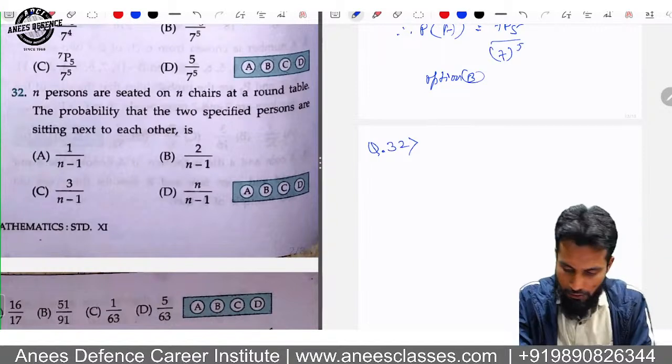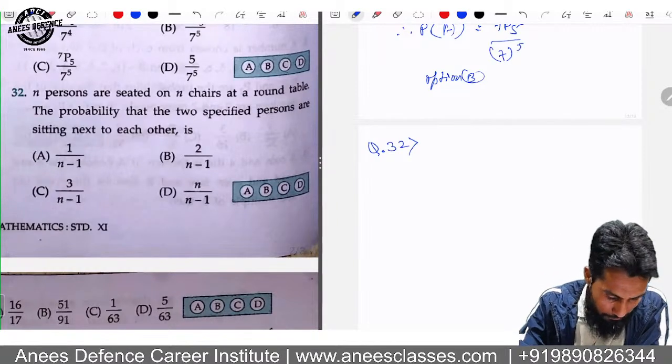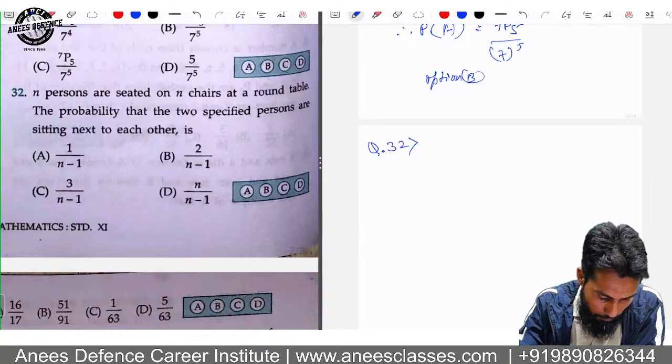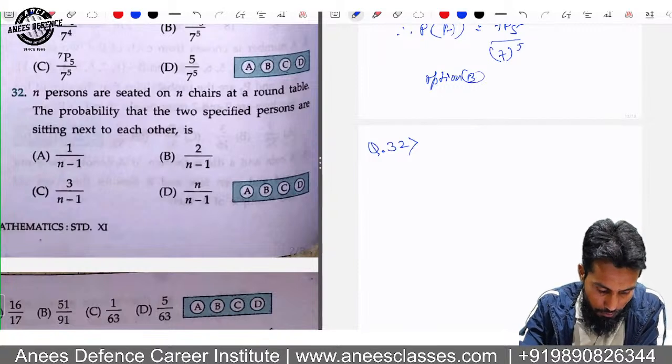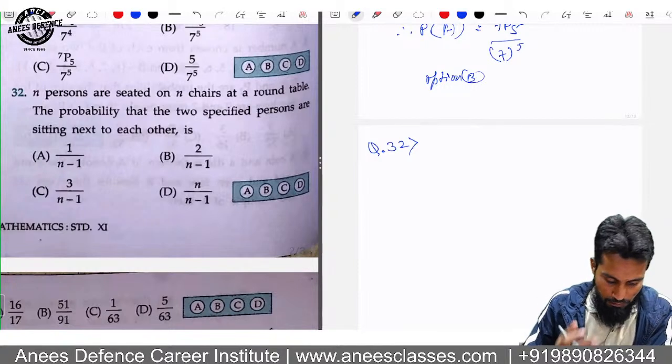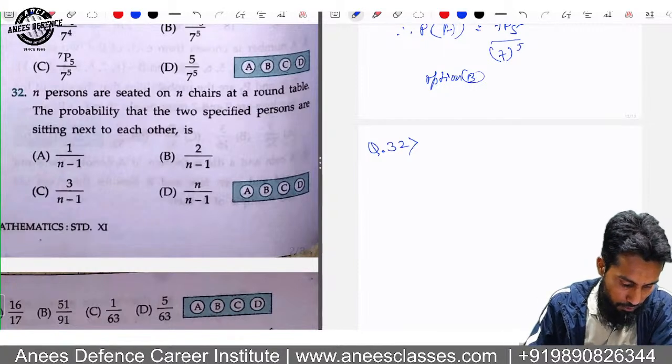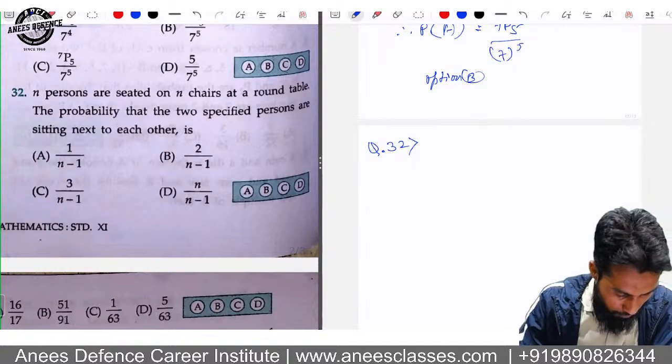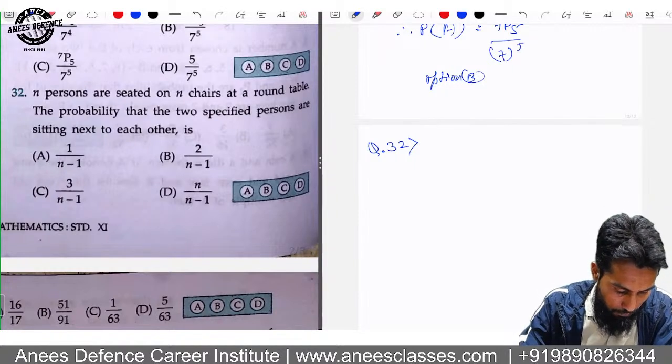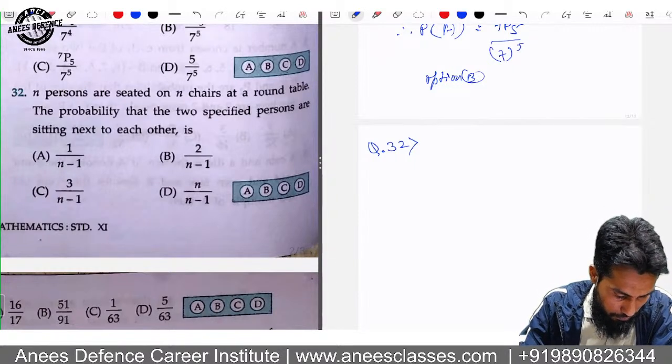10 persons are seated on n chairs at a round table. The probability that the two specified persons are sitting next to each other will be what? This is a question of probability, that is combination only, or permutation also you can say. n persons are seated on chairs at a round table, the probability that the two specified persons are sitting next to each other will be what?